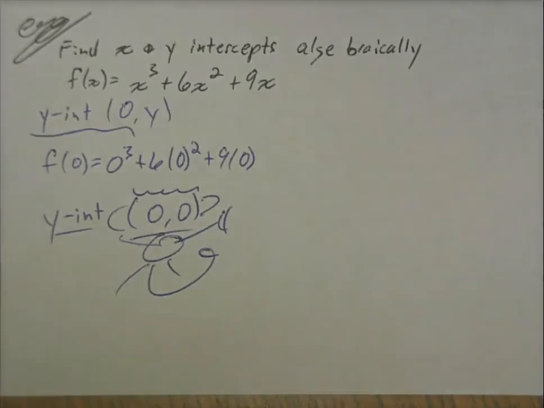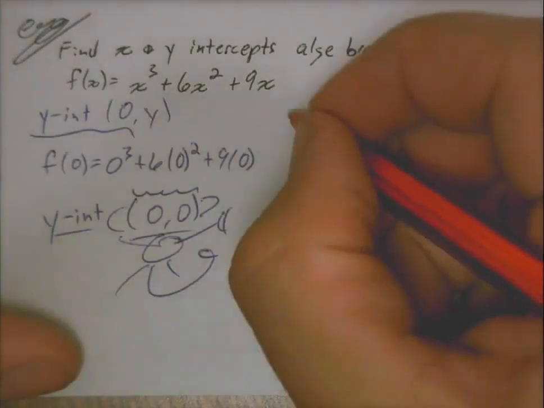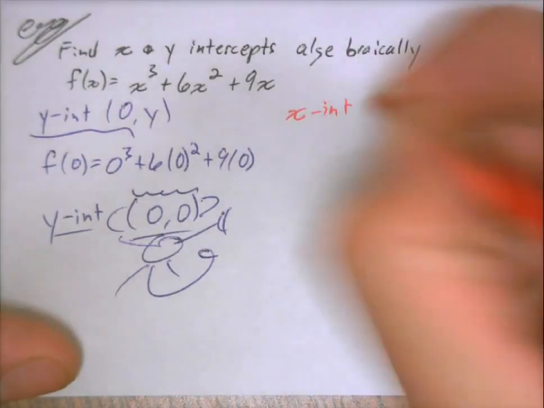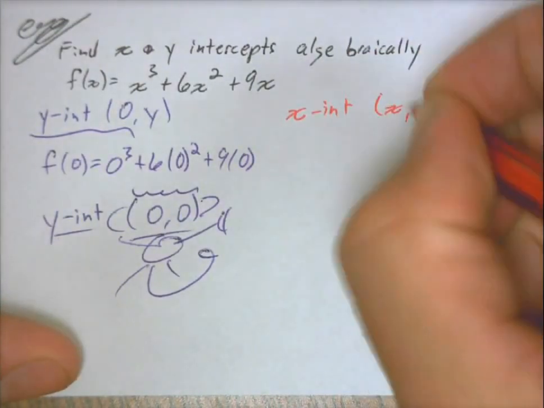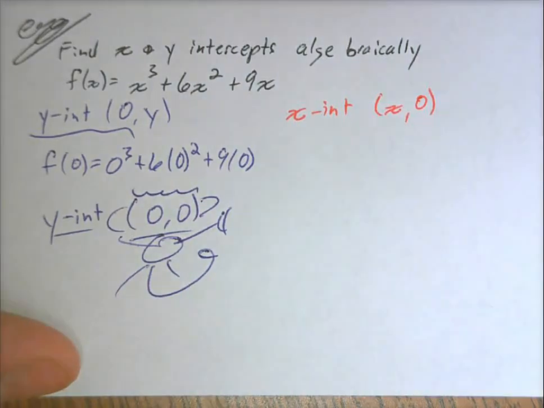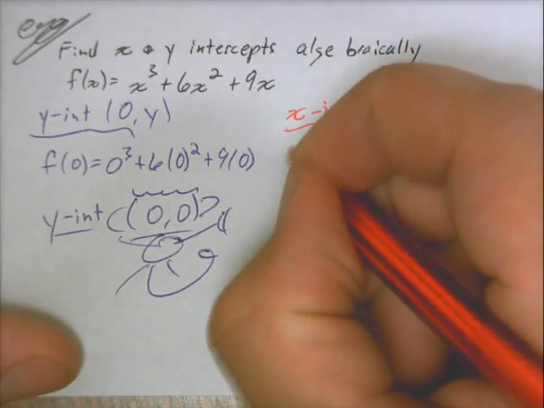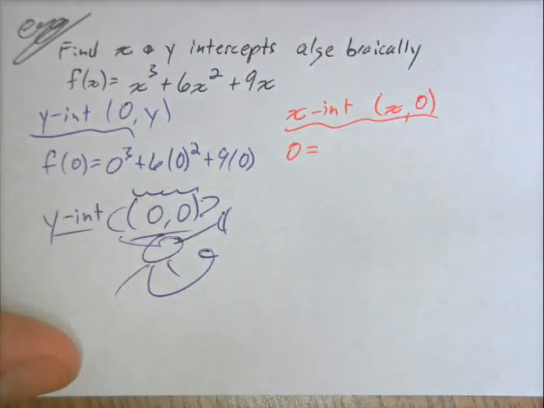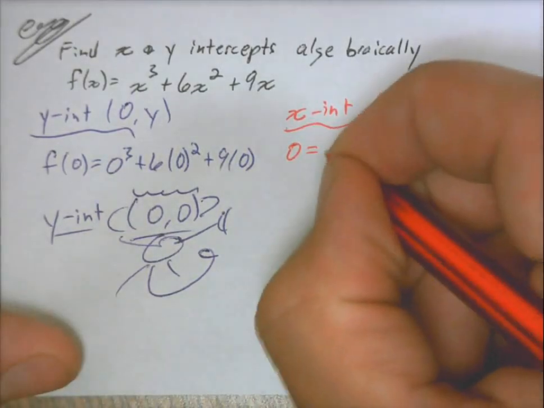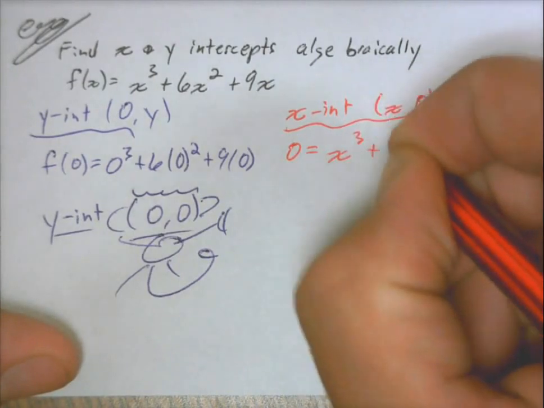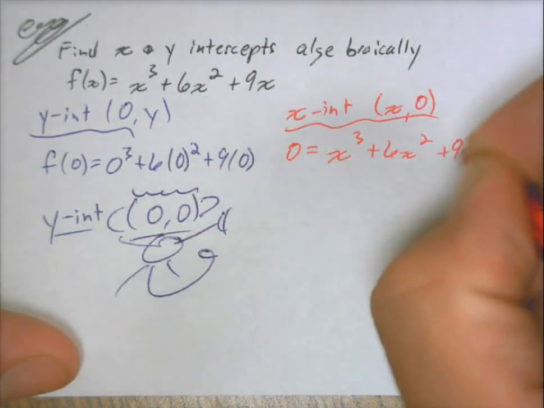Cool. And for our x-intercepts, that is when we don't know the x value, but we know our y value is going to be 0 because it's going to be on the x-axis. So I can put in a 0 for my f of x, which just means the function value, or my y value. So I have 0 equals x cubed plus 6x squared plus 9x.